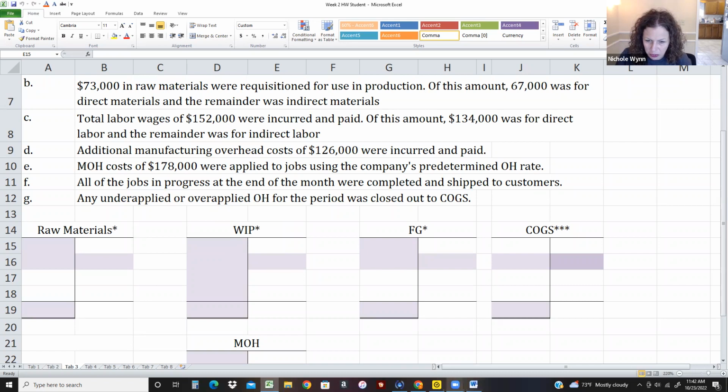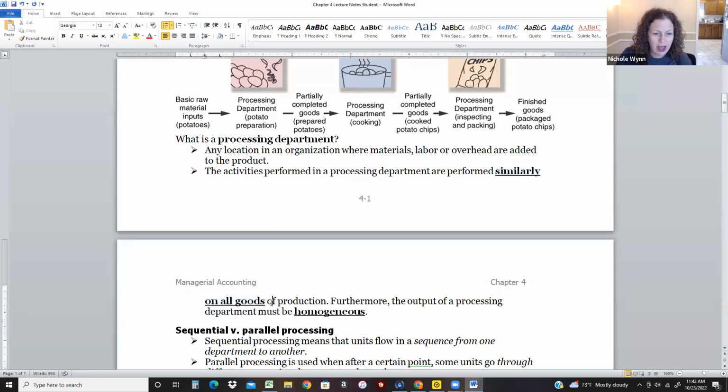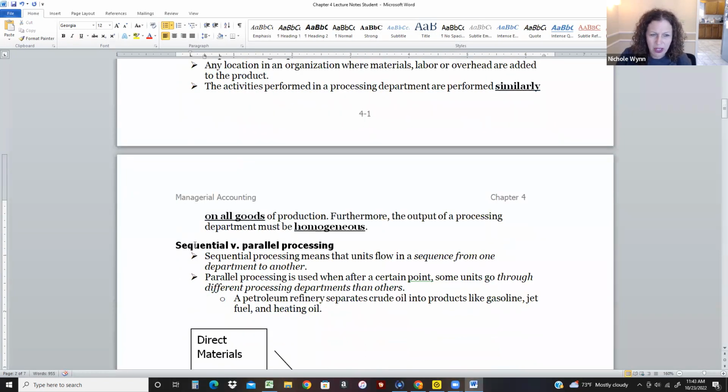So back to where we left off. Sequential versus parallel processing. Sequential means it has to be step to step. And so we are sequential while we are preparing and baking the chips. But once we get to the point of seasoning, we might have parallel processing where they might branch off, and some of the chips might get seasoned with different flavors before they get to the finished goods.